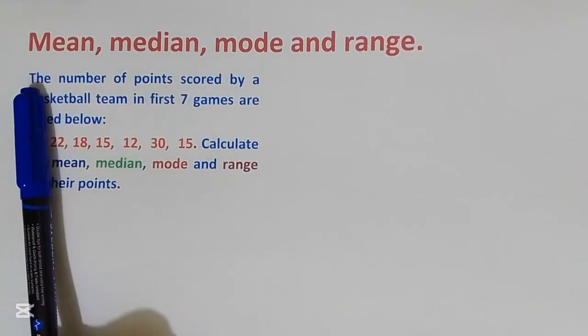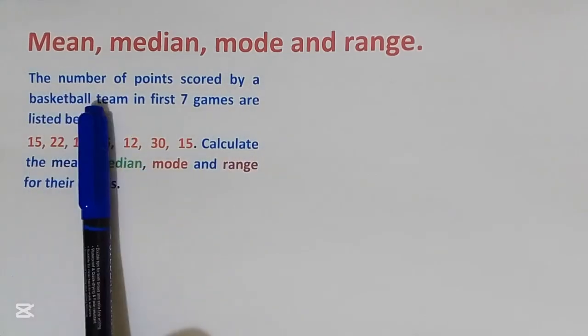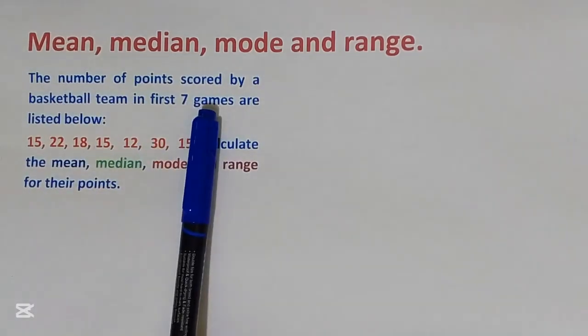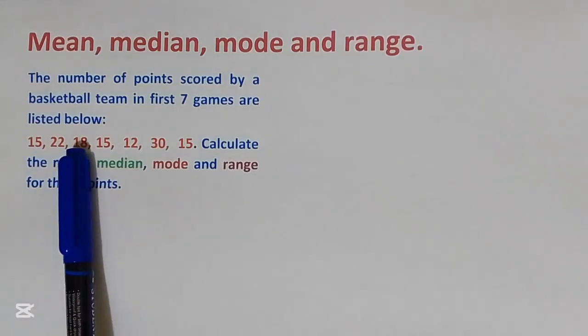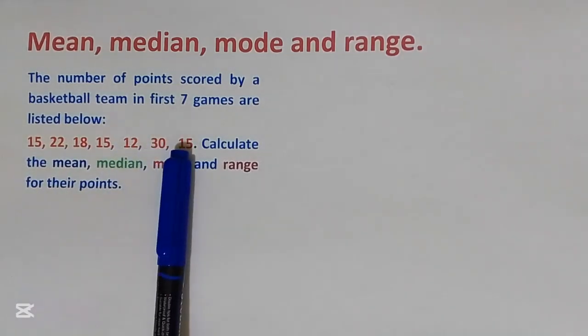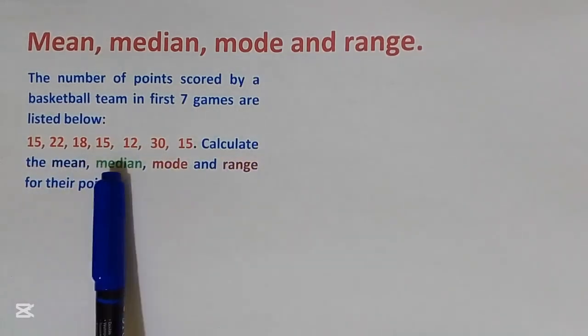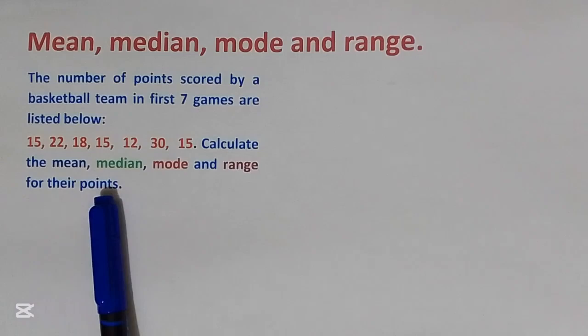Hello, welcome. Let us look at mean, median, mode, and range of data values. The question says the number of points scored by a basketball team in first 7 games are listed below: 15, 22, 18, 15, 12, 30, 15. Calculate the mean, median, mode, and range for the points.